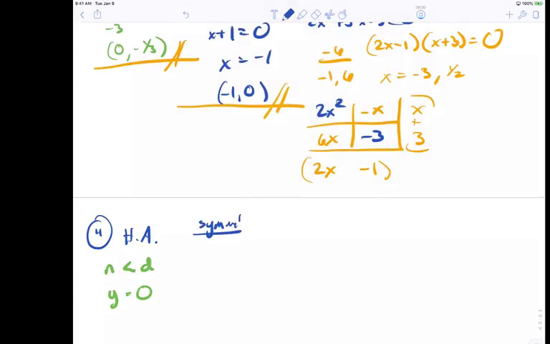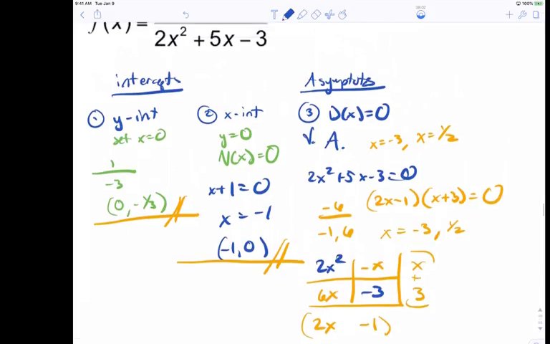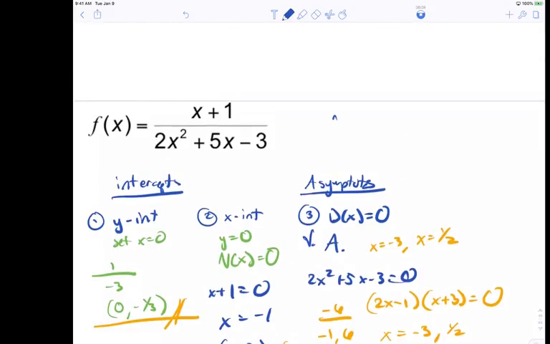If we want to look at symmetry, all we want to do is replace x with negative x and see what happens. All right? So the top, we're going to have negative x plus 1. The bottom is going to become 2x squared minus 5x minus 3. If we factor out a negative from the top and bottom, we're going to get negative x minus 1. The bottom is going to become negative 2x squared plus 5x plus 3.